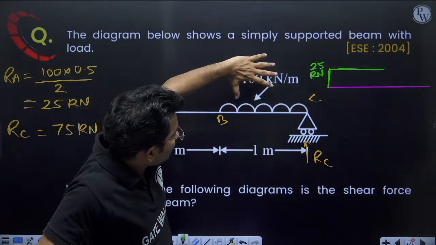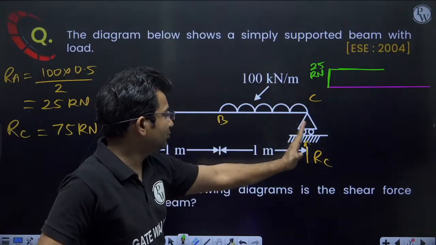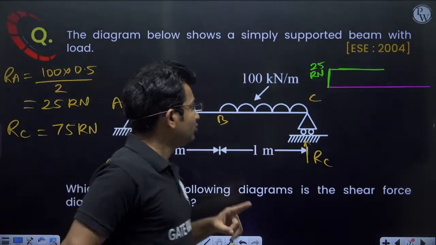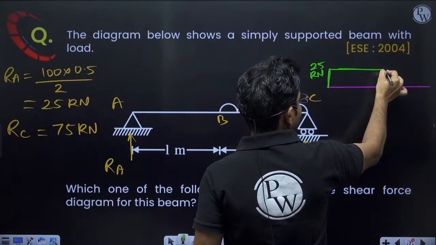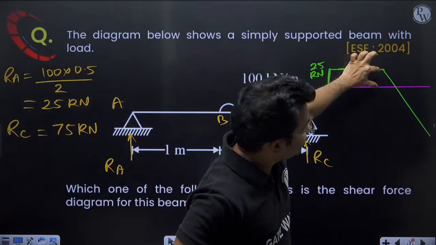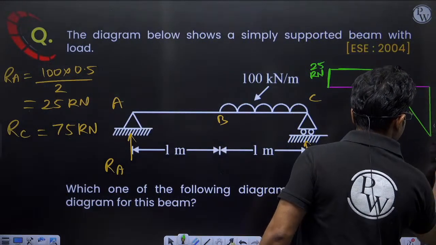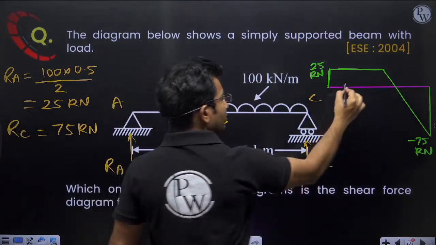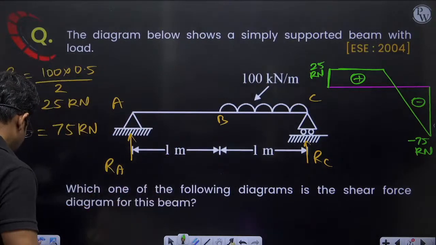Now this loading is downward, so it will decrease the shear force by 100 kilonewton over the length of this portion. Here I have 25 kilonewton, and from here to here my shear force value will be reduced by 100 kilonewton. So 25 kilonewton reduced by 100 gives minus 75 kilonewton. This part will be positive, this part will be negative. So the shear force diagram will be like this.